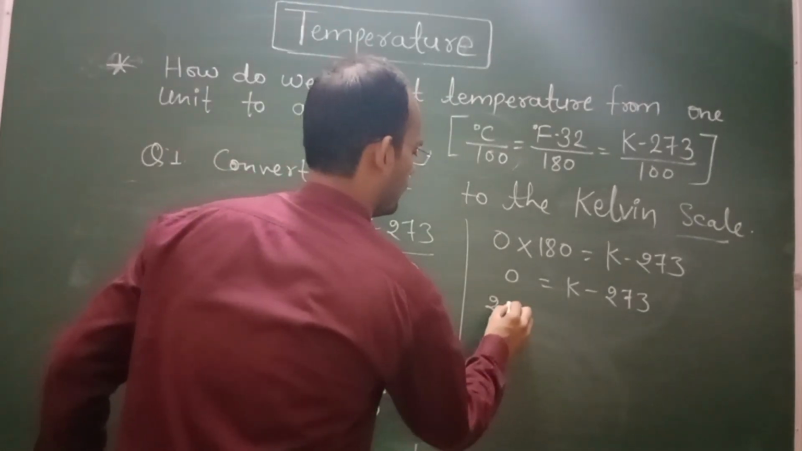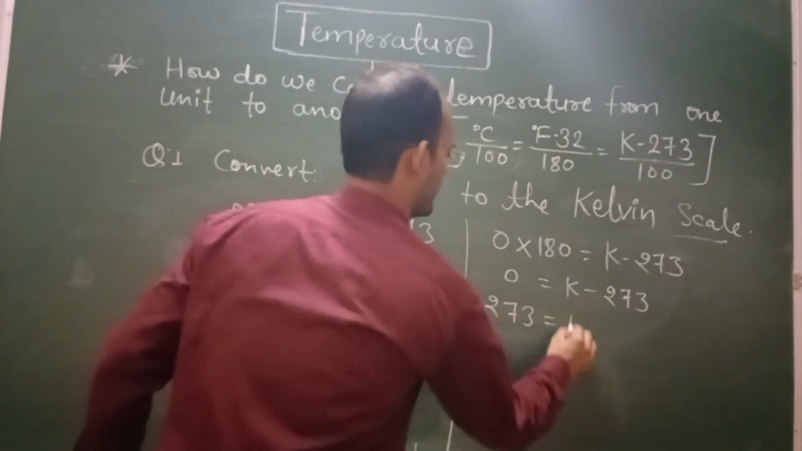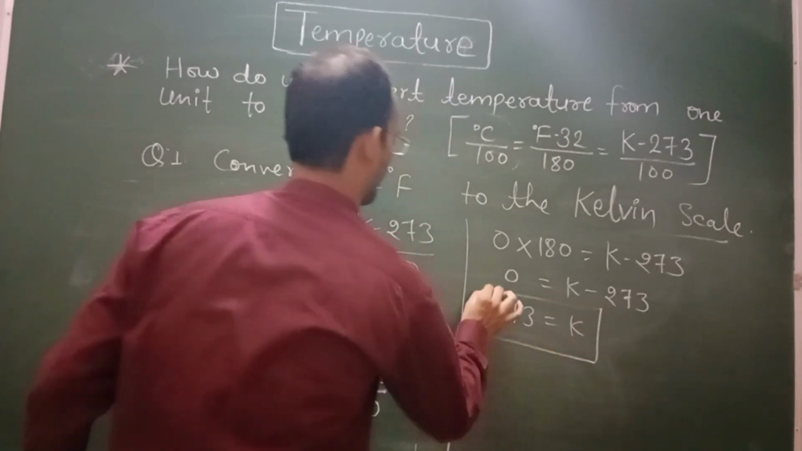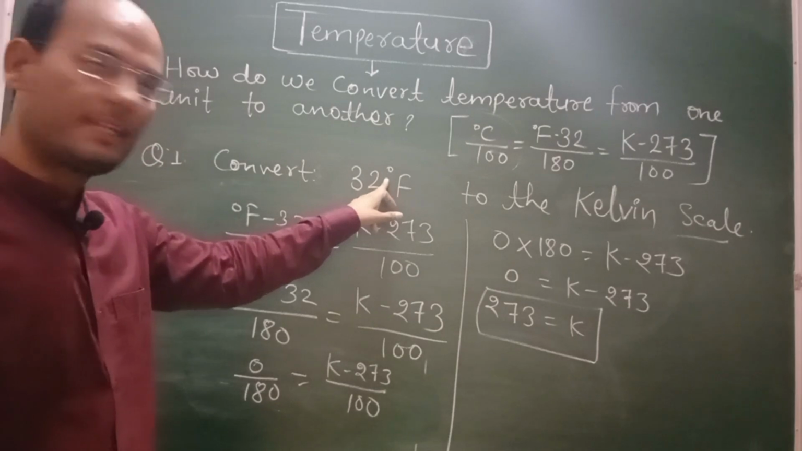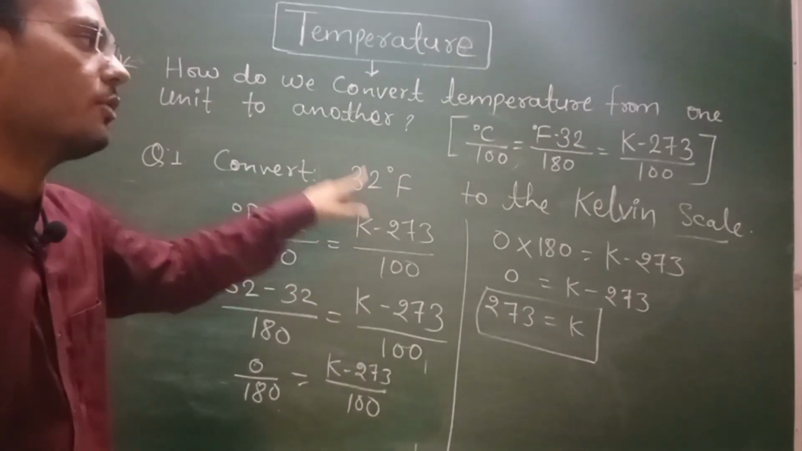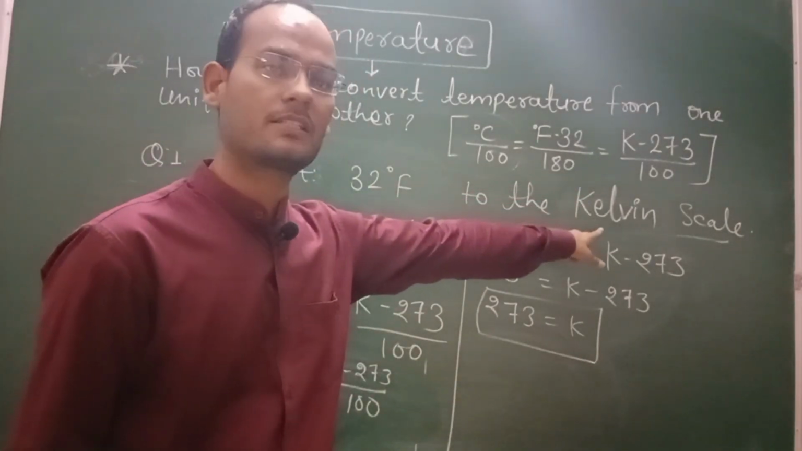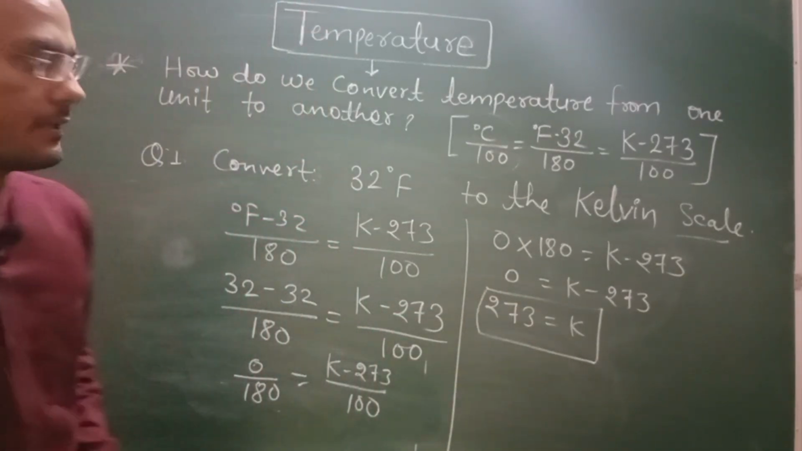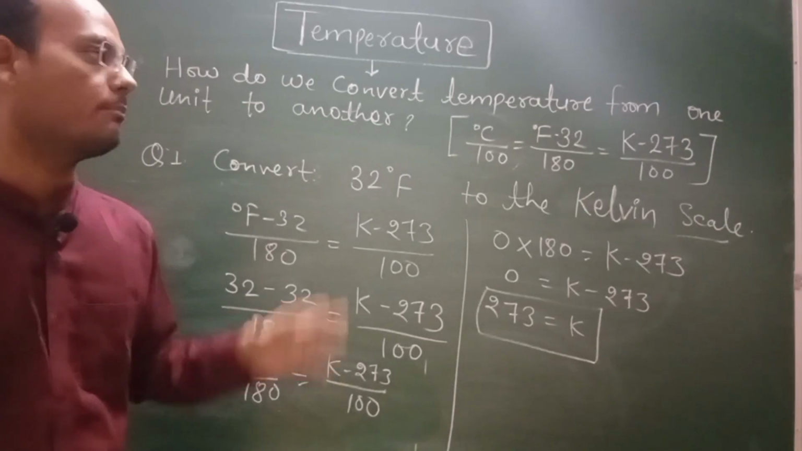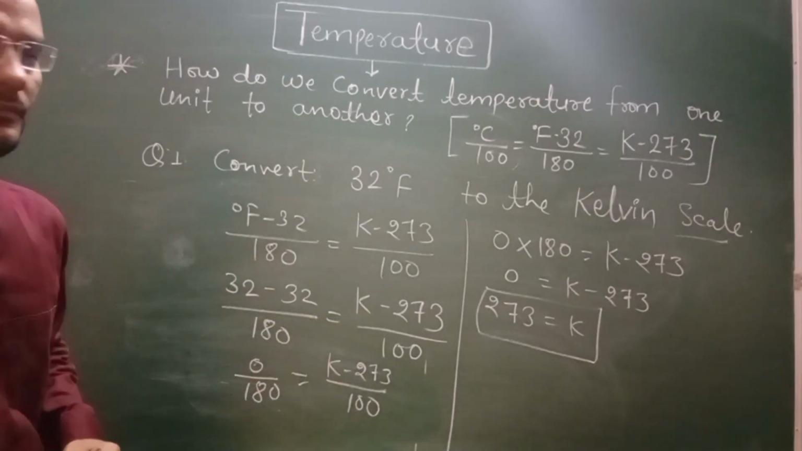So 273 equals K. So 32 degree Fahrenheit will be shown in the Kelvin scale. What temperature? 273 Kelvin will be shown by the Kelvin scale thermometer.